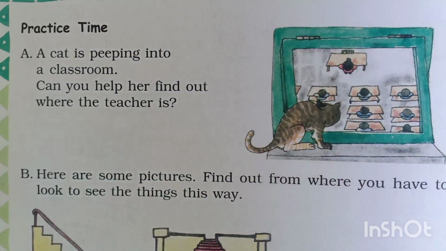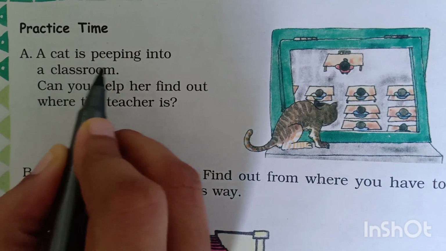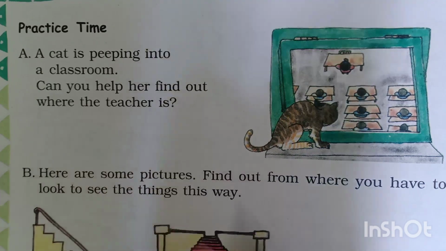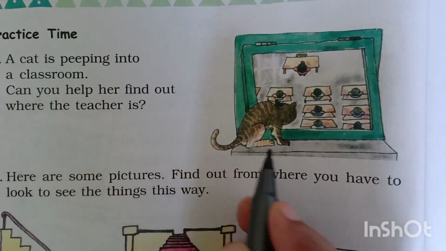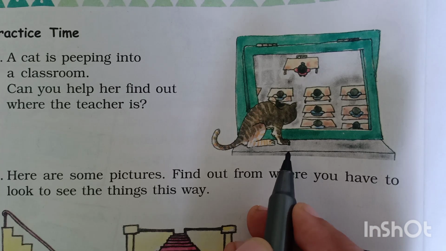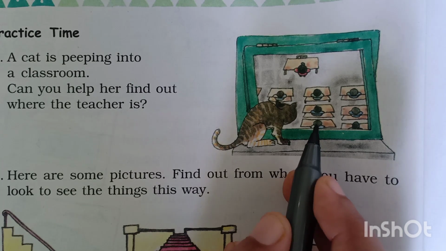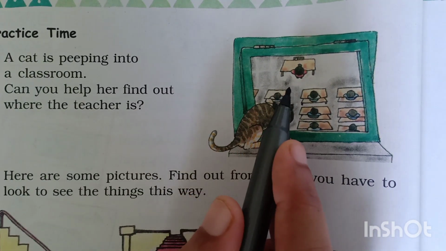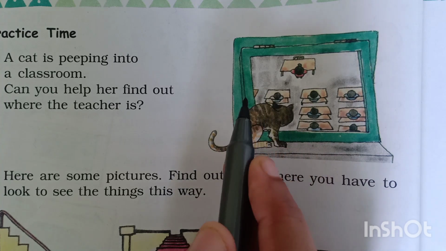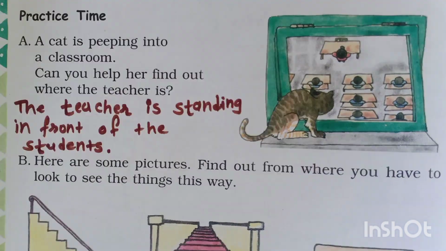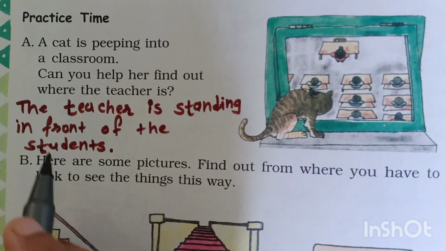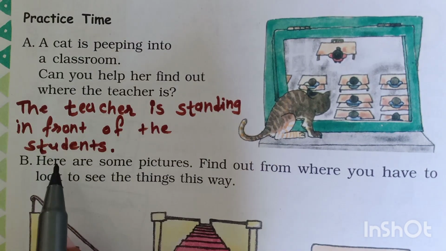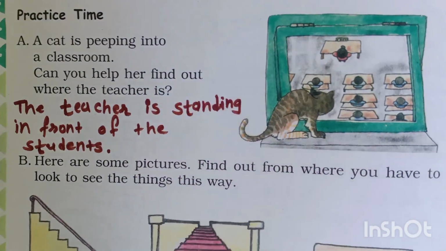Practice time. A cat is peeping into a classroom. Can you help her find out where the teacher is? Okay, let's look at the picture. These are students. Where is the teacher? Here. The teacher is standing in front of the students. Now you can write, the teacher is standing in front of the students. Okay, next.